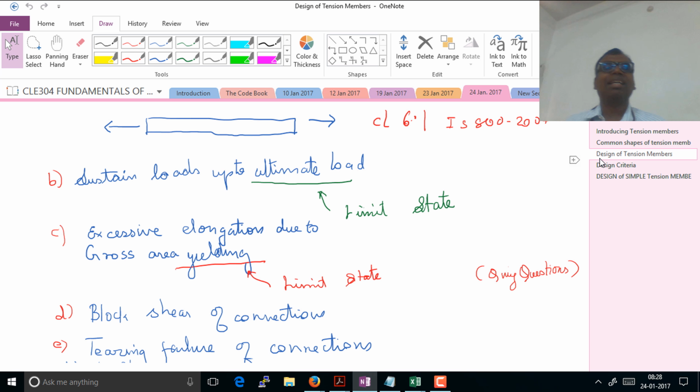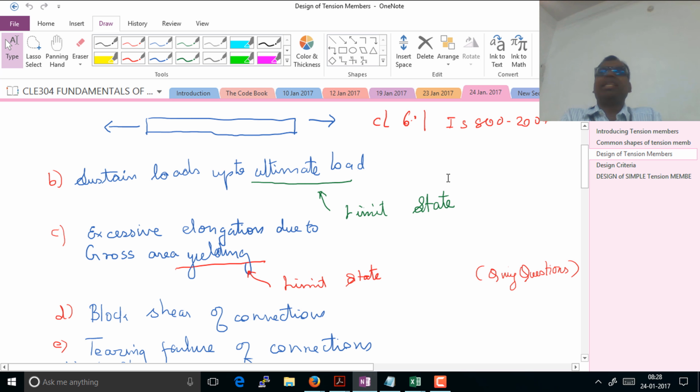So what is the green color limit state? Limit state of... you can have a look at your IS 800 for this. Okay, look at your IS 800. Choose which would be the appropriate limit state, what is marked in green, and what is the appropriate limit state for what is marked in red. Okay.